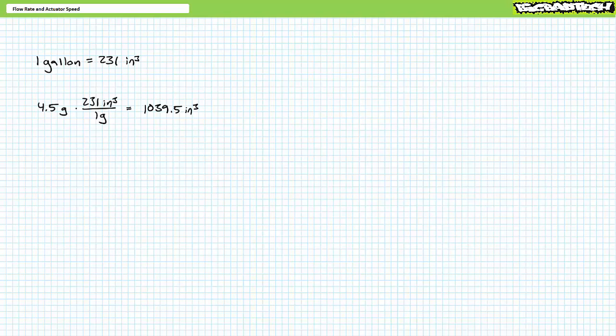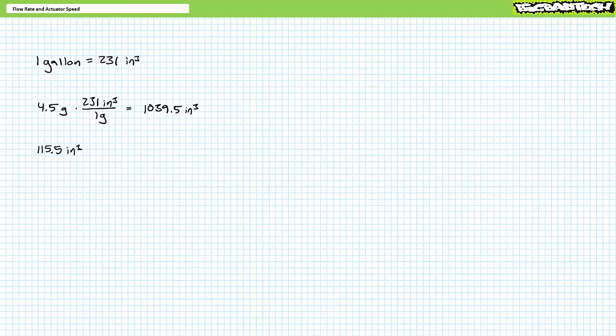This additionally serves as a reminder that U.S. customary units like gallons and cubic inches do not use engineering prefixes, and this quantity cannot be expressed as 1.0395 kilocubic inches and must be expressed in its awkward entirety. We can also do this conversion in reverse.